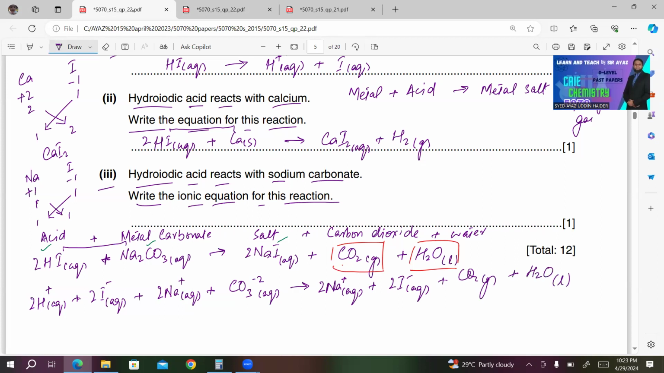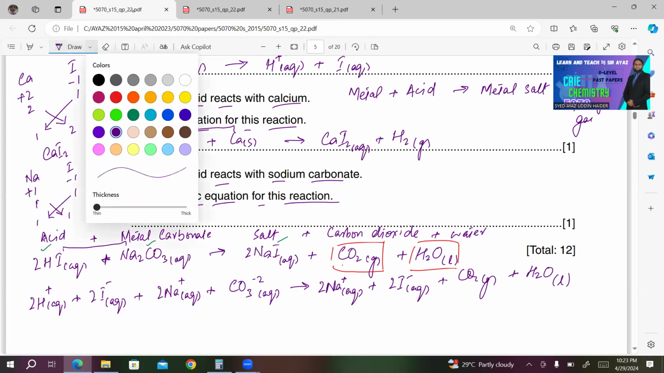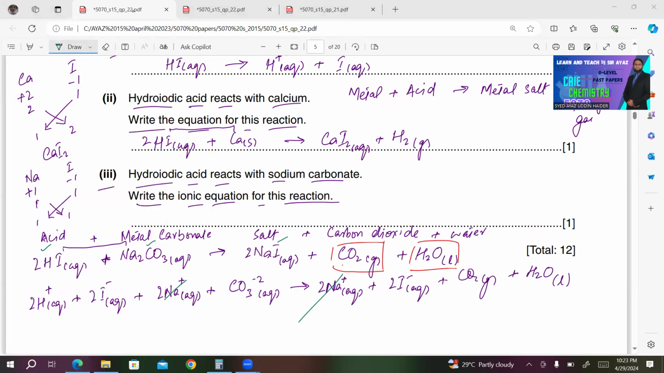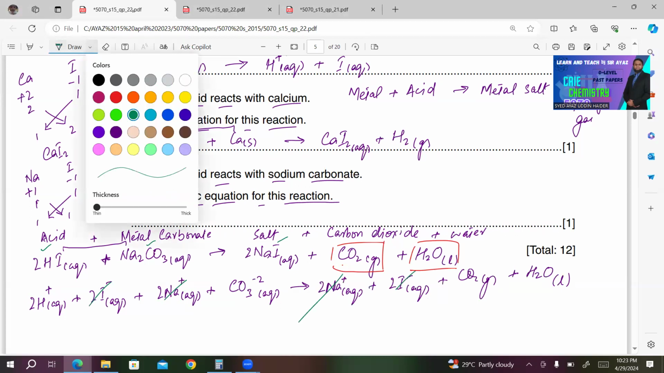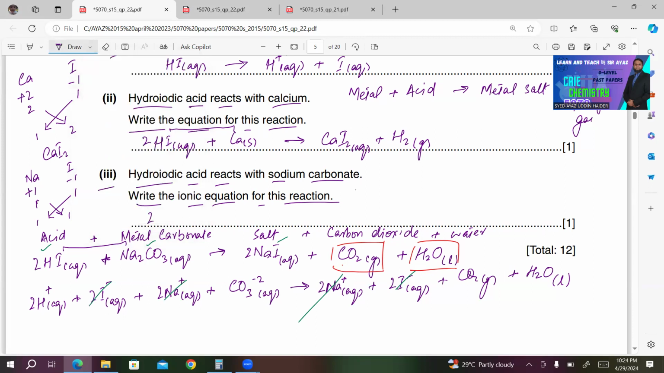Now spectator ions are common ions found on both sides of the equation. They will be cancelled out. So here we have spectator ions. All these spectator ions are cancelled out. So in the end, you'll be left with, I'm writing it here, 2H+ aqueous plus CO3 2- aqueous gives CO2 gas plus H2O liquid.